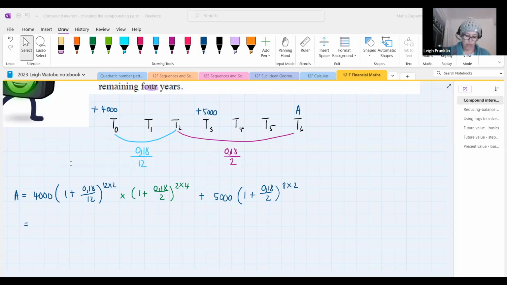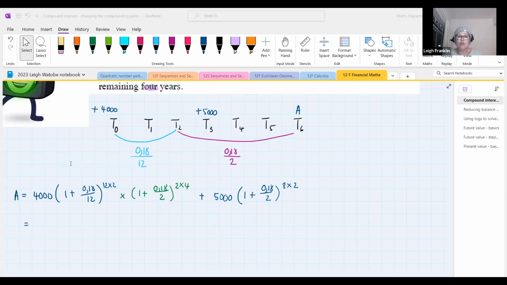Ma'am, when doing this question, for those of us who prefer not to do it the shorter way, is it possible for us to say 4,000 bracket 1 plus 0 comma 18 over 12 to the power of 12 times 2, and then you get that answer separately and use it as your value for P to work out that 1 year gap between T2 and T3?